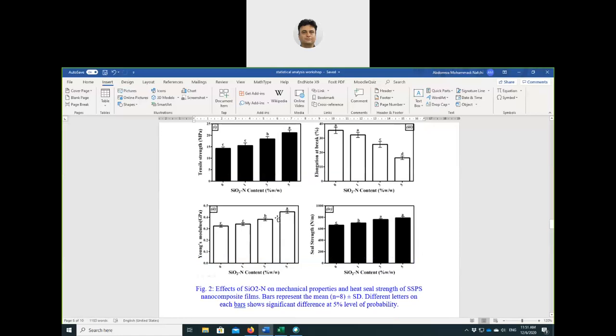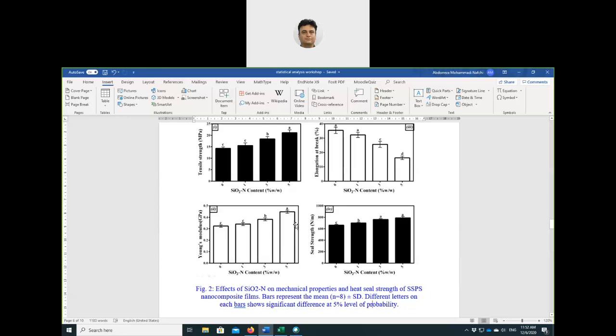Here I want to again show you that if you want to report a figure, make sure that you put the letters, and these letters need a meaning. Bars represent the mean plus minus the descriptive statistic. A different letter on each bar shows a significant difference at the 5% level of probability. Different letters on each bar show that this is a significant difference.